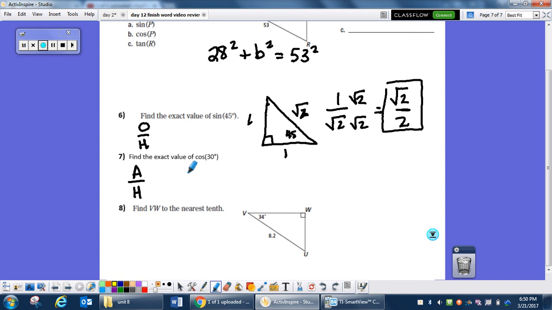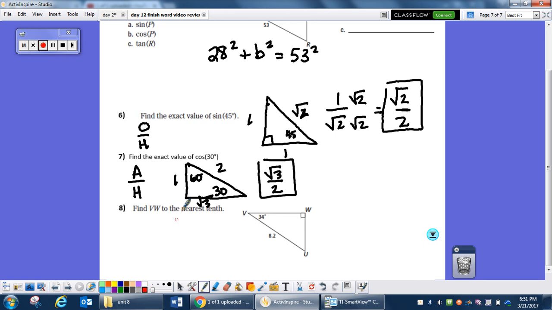Alright, so here's my triangle. I'm going to make this my 60-degree angle because that's the longest side, and then 30 degrees down here. There we go. So we have 1, 2, square root of 3. Alright, and then adjacent over hypotenuse would be square root of 3 over 2, because this is the adjacent side and 2 is the hypotenuse.